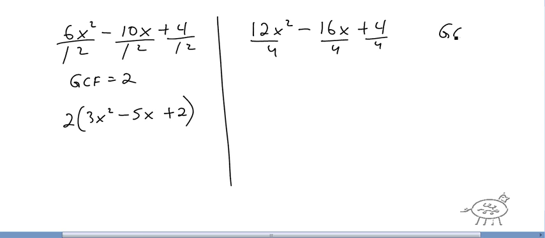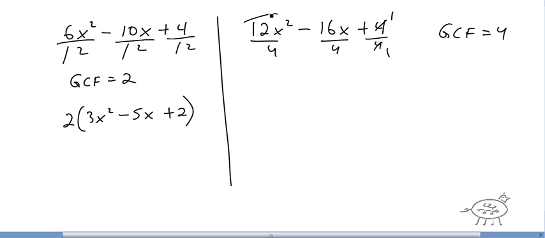So GCF equals 4. And this is the deal. 4 divided by 4 is 1. It doesn't go away, because sometimes people say, oh, well, a 4 over 4 just cancels out. Well, a 4 cancels out with a 4 and leaves a 1, so it's 1.